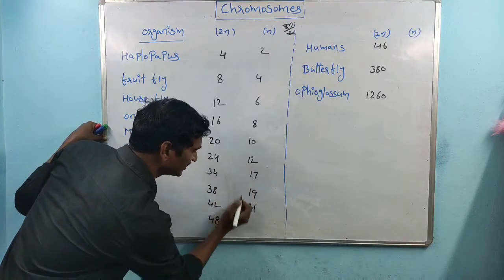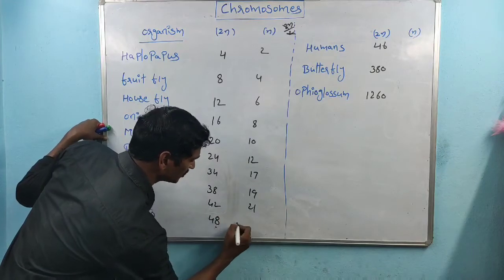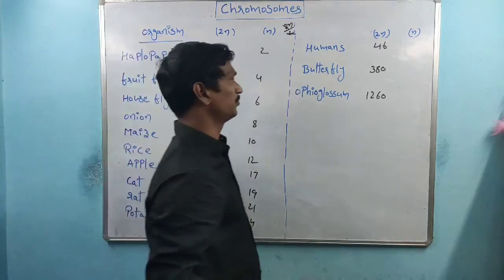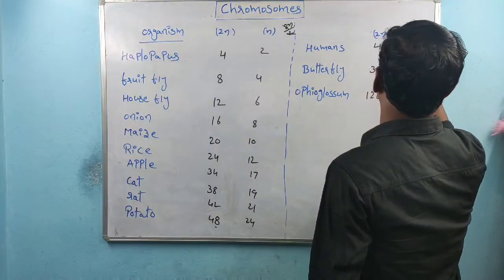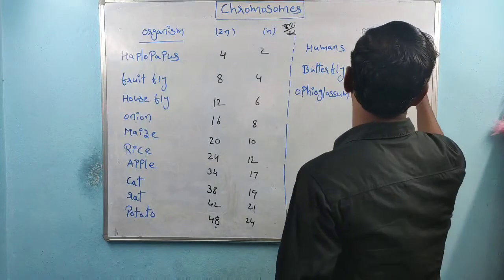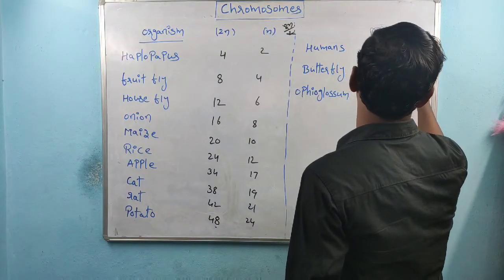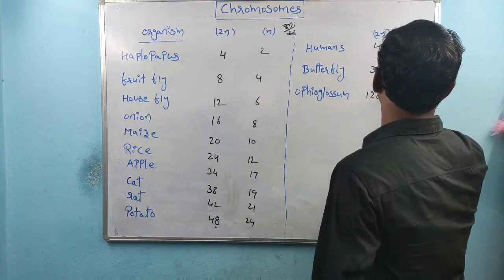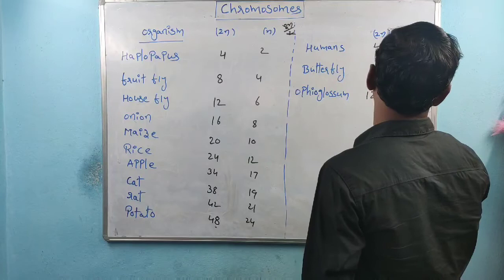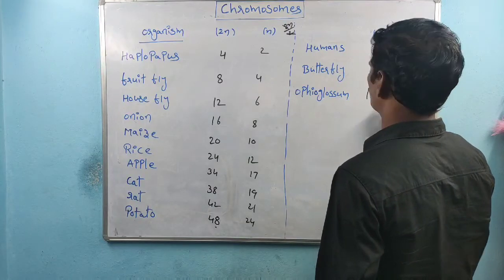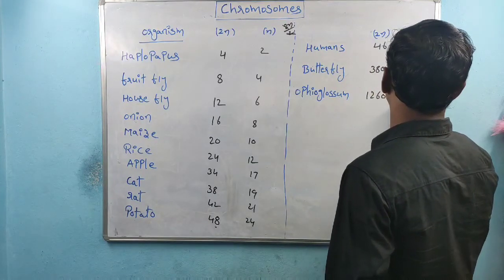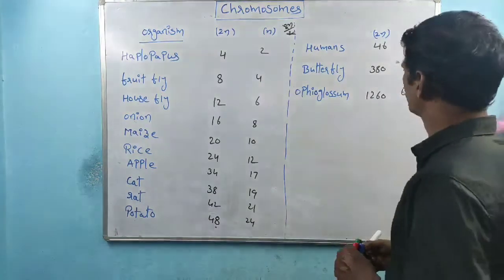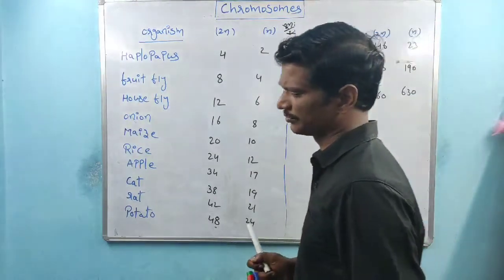And the next one, 48, divided by 2 is 24. See, 46, 23, right? The n state is 23. And 380 divided by 2 is nothing but 190, right? And the next one, the n number of chromosomes is 1260 divided by 2, that is 630, right? So that is about the haploid set of chromosomes.